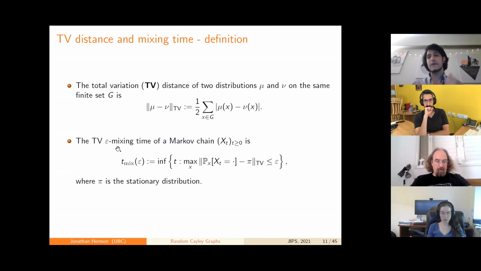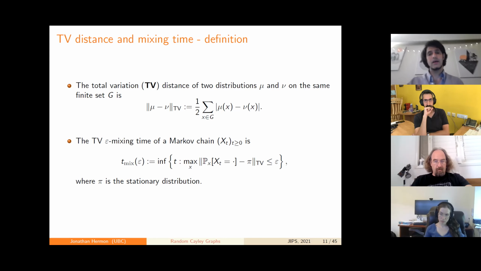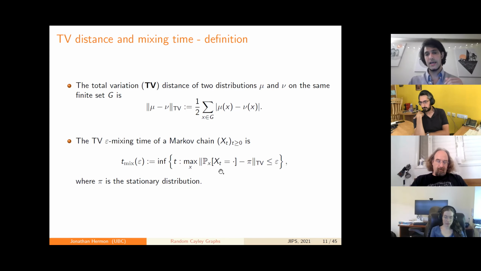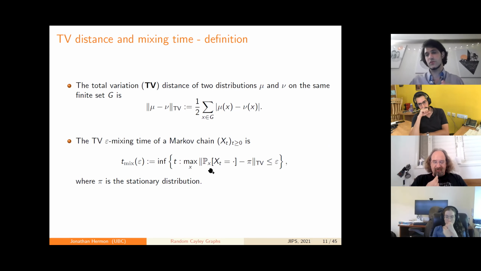And then we can define the epsilon total variation mixing time of a Markov chain, X_t, to be, so we denote it by t_mix(epsilon), and this is just the first time t such that the distribution at time t of the Markov chain has total variation distance at most epsilon from the stationary distribution of the chain. Okay, and we want this to hold for all initial states x. But in our case, we're going to look at random walks on Cayley graphs. So by symmetry, it doesn't matter what is the initial point of the walk, and we're going to take it to be the identity.